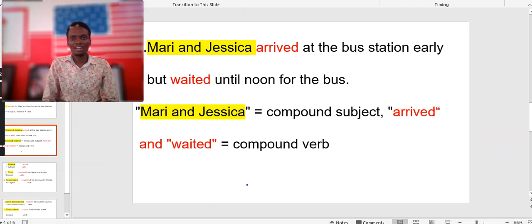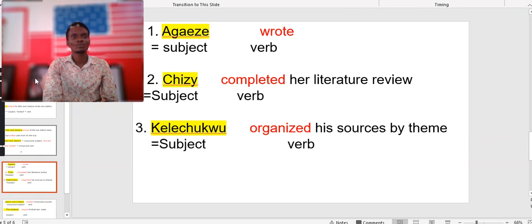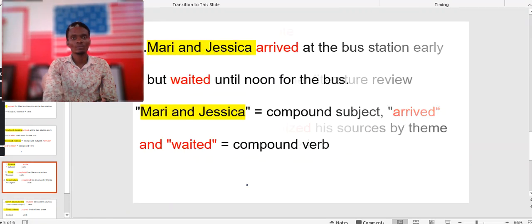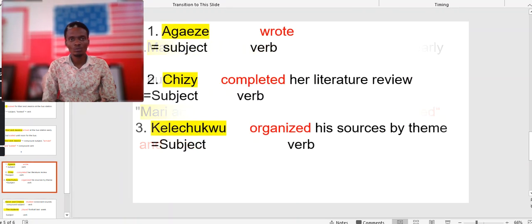Mary and Jessica arrived at the bus station early but waited until noon for the bus. Now Mary and Jessica, we have compound subject and compound verb, arrived and waited in the same sentence, functioning as a simple sentence. Ayeze wrote. Subject: Ayeze. Wrote is your verb.